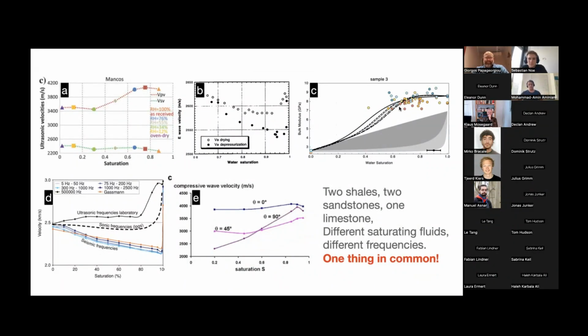I know these don't have error bars. Rock physicists are notorious for not putting error bars, but they all exhibit this injection, or replacement, if you will, of a very stiff fluid with a softer fluid, yet their moduli increase. Okay, so I just want everyone to start thinking about why this may be the case, and hopefully I will provide at least one plausible explanation by the end of this talk.